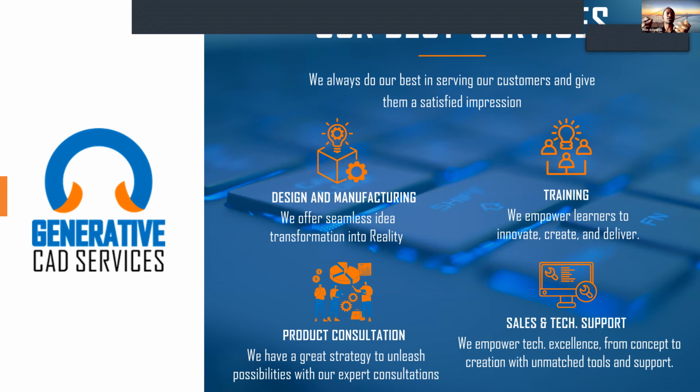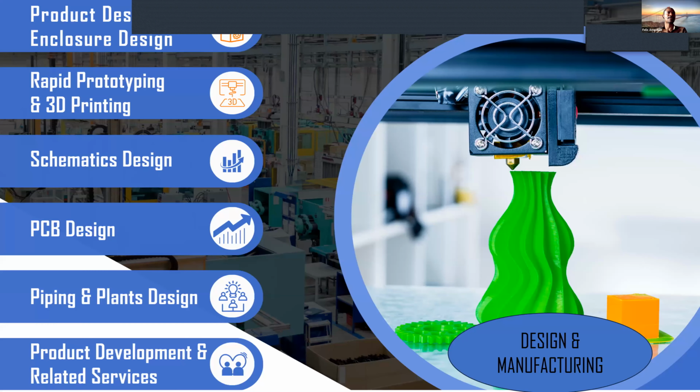We also do product consultation, sales, and technical support, trying to get the best tools for them to innovate, have the freedom to get to the next level, and maximize ROI. This is a quick overview of what we do in the aspect of design and manufacturing: product design, rapid prototyping, 3D printing, and schematic designs. We support PCB design, piping and plant designs, and other product development related services.